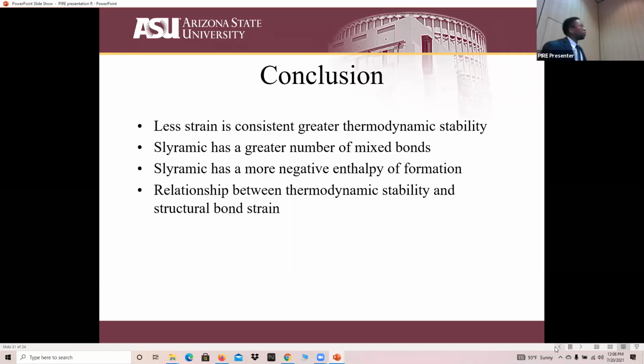In conclusion, what we observe is that we do see a direct correlation between the strain that we have between the bonds that take place in our PDC matrix and their thermodynamic stability, as less strain is consistent with greater thermodynamic stability. Ceramic has the highest number of mixed bonds, and ceramic also has the more negative enthalpy of formation, or it's more thermodynamically stable. And from here, we're able to assess that there is a relationship between the thermodynamic stability of the fibers and structural bond strain.